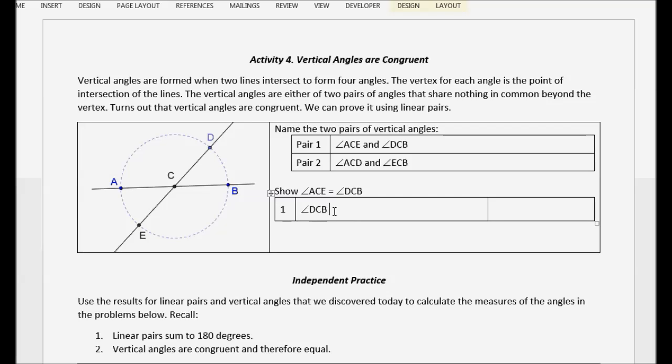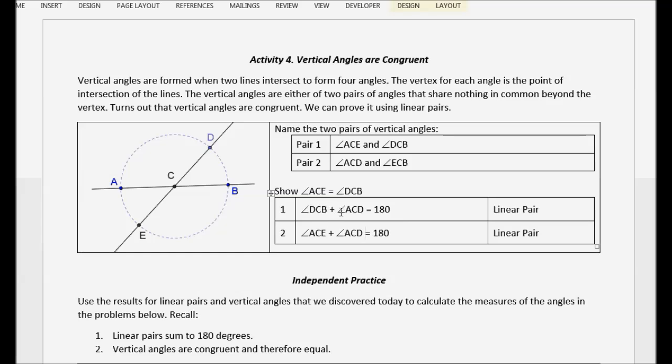Angle DCB plus angle ACD is equal to 180 degrees because they are a linear pair. And I can say that angle ACD plus angle ACE is equal to 180 degrees, again because they form a linear pair. Now, I'm actually going to rearrange the lettering here. I'm going to write it a different way. I'm going to write ACE plus ACD. This is just for the sake of illustration.